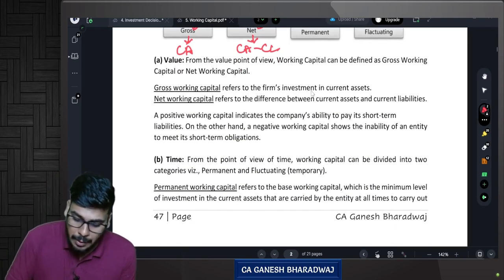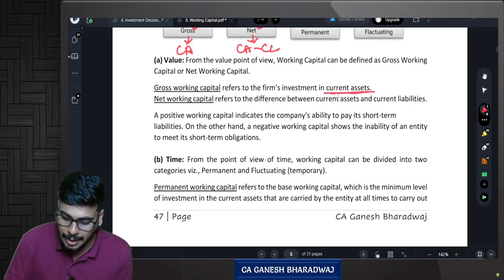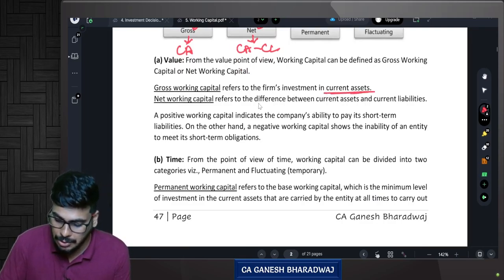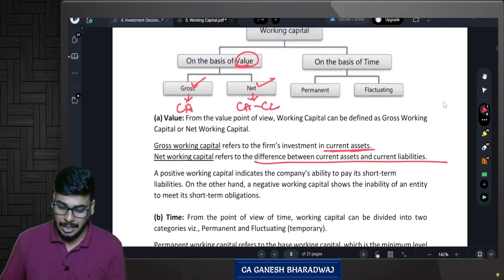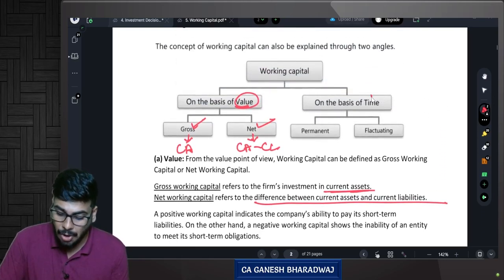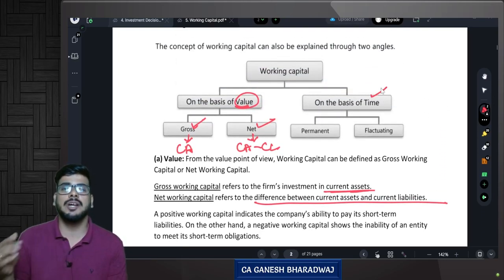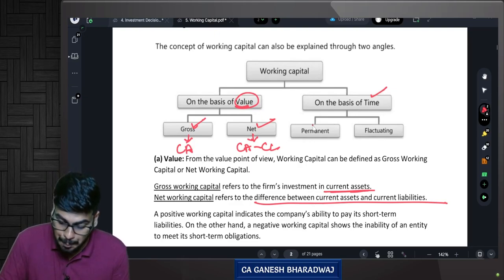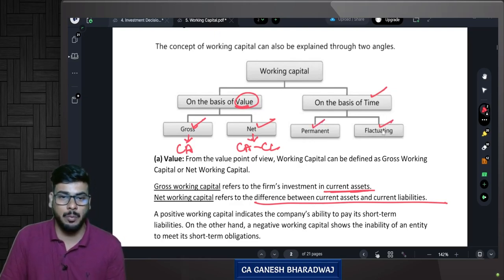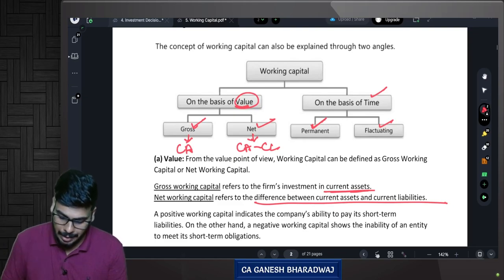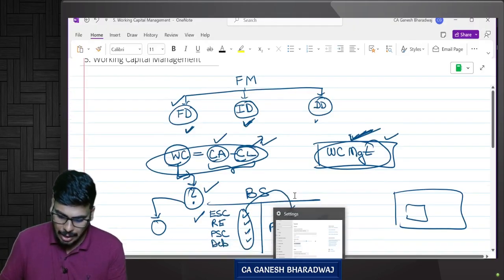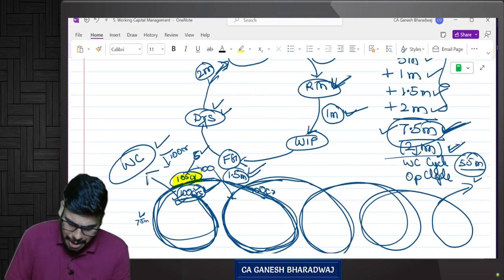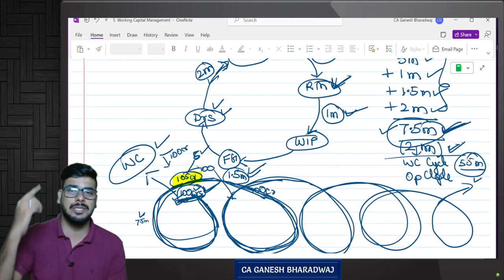See, gross working capital refers to the firm's investment in current assets, whereas net working capital refers to the difference between the current assets and current liabilities. Now, on the basis of time, working capital can be classified into permanent working capital and fluctuating working capital. Permanent working capital is this amount that I told you, this 100 crores. At any given point of time, I need this 100 crores for my business, correct?